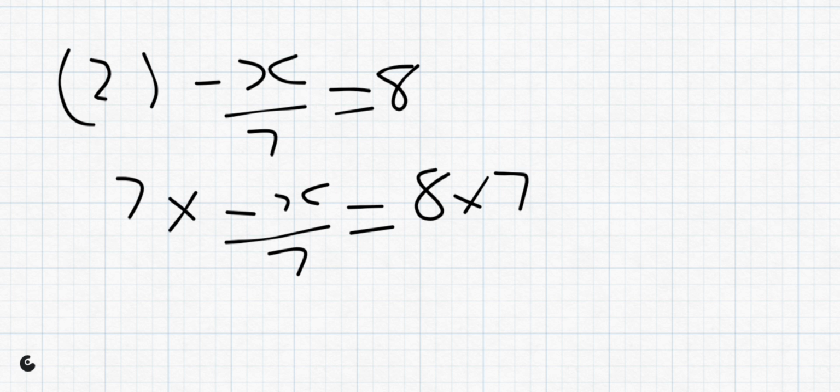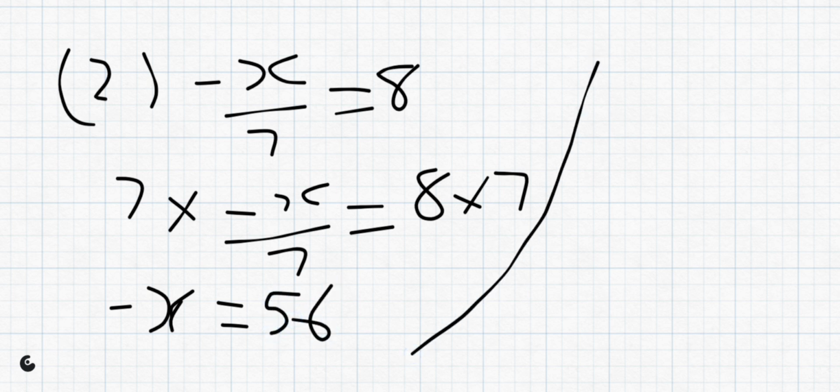Now, I'm going to have 7 times minus x over 7. 7 divided by 7 is 1. 1 times minus x will give us minus x, which is equal to 8 times 7 is 56. So as you know, we are looking for x, not minus x. So we are going to multiply both sides by minus 1 so that we'll have x.